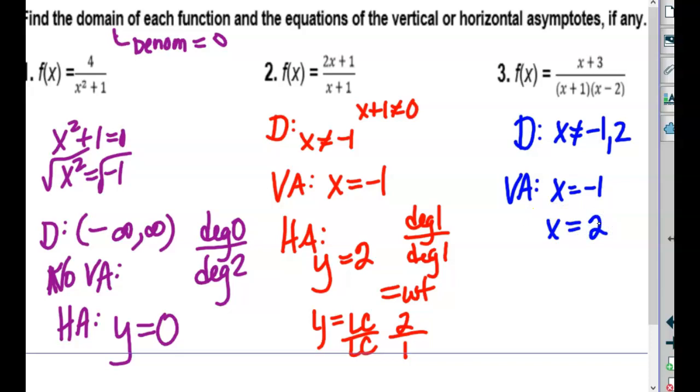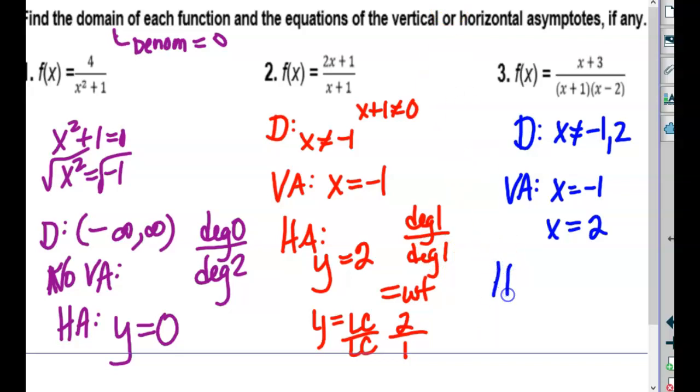Now, just to throw this out there, because we're going to do this in a second, that's not always the case, because there could be a hole instead, but that would only be if there was also an x minus 2 on the top and an x minus 2 on the bottom. Otherwise it's always a vertical asymptote, but it can never be both a hole and a vertical asymptote.